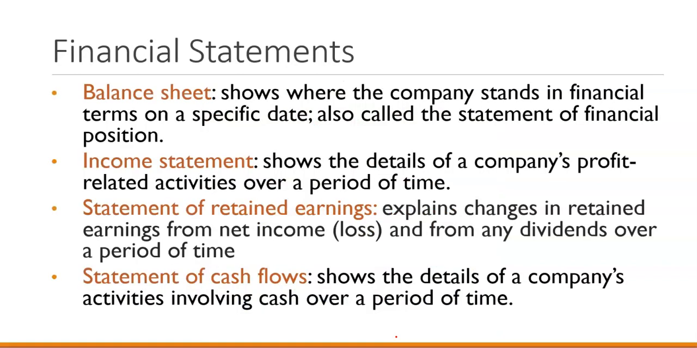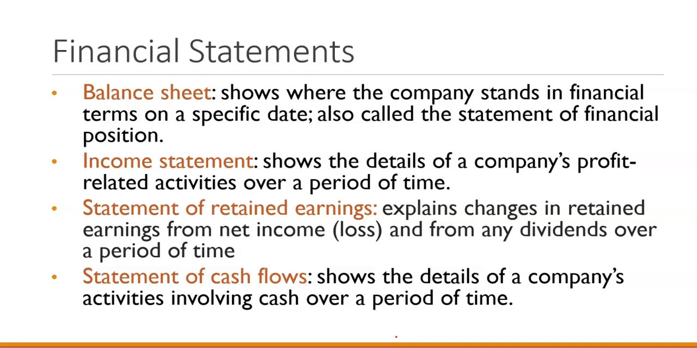So we're going to talk about the different types of financial statements. We have a balance sheet. The balance sheet shows us what is true about the company's accounts on a specific date. This is sometimes also called the statement of financial position. The balance sheet is the accounting equation. So the balance sheet shows your assets, your liabilities, and equity. And when we say it balances, that means that your assets equal your liabilities plus equity. So the balance sheet is the financial statement of the accounting equation.